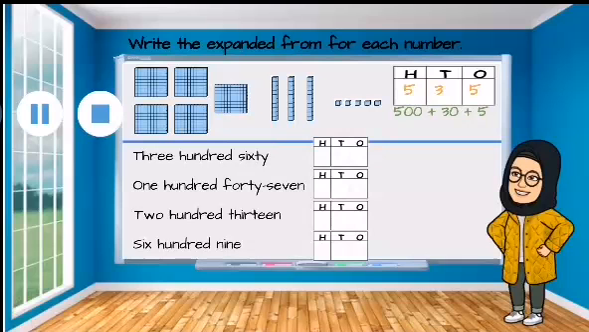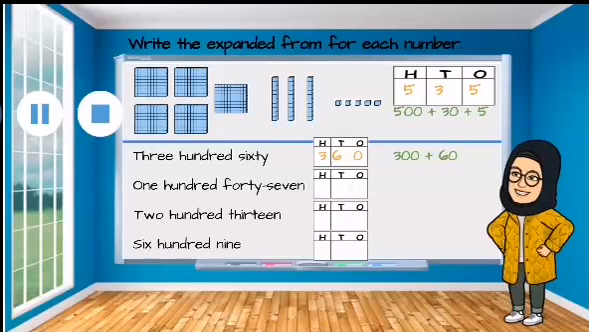Now let's do the rest. The first word form here is 360. So we are going to write 3 in the hundreds place and 60. What is 60? 60 is 6 tens, right? Now, do we have ones? No, we don't have ones. So we are going to put a 0 in the ones place. So the number is 360. How do we write the expanded form of this number? It is 300 plus 60. Excellent.